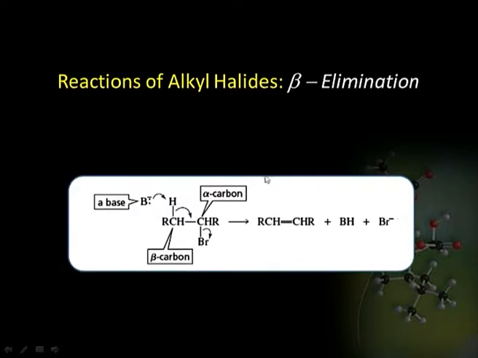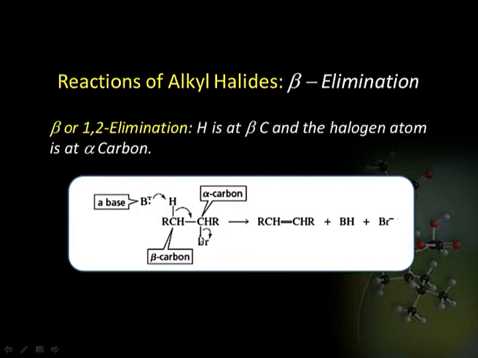So, in beta elimination, why we call it beta is because we have the halogen group attached to the alpha carbon, whereas the hydrogen is attached to the beta carbon in an alkyl halide. And during the removal of hydrogen halide, these two carbon atoms are involved, where hydrogen is at the beta carbon and the halogen atom is at the alpha carbon. So, we call it 1,2 elimination or beta elimination.